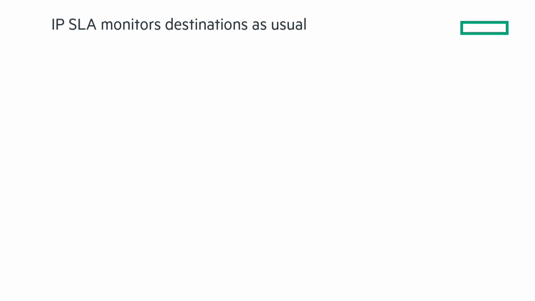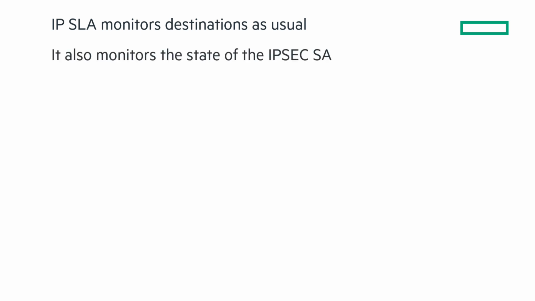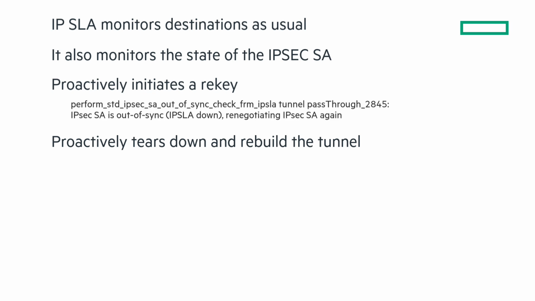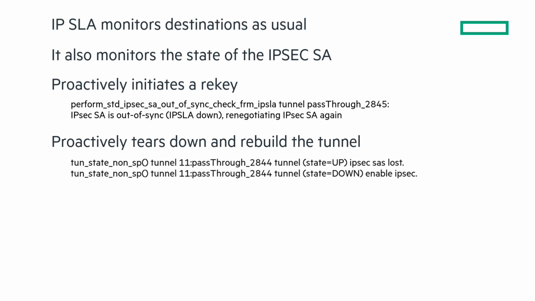For third-party IPSec tunnels, IPSLA monitors for availability just like it does for Internet breakout pass-through tunnels, but it also monitors the state of the IPSec SA, and will proactively initiate a rekey or even tear down and rebuild the tunnel if there is no activity from the remote peer at all. You can observe this in the appliance event or messages log. Here's what a rekey would look like. And this is an example of a complete tunnel rebuild.